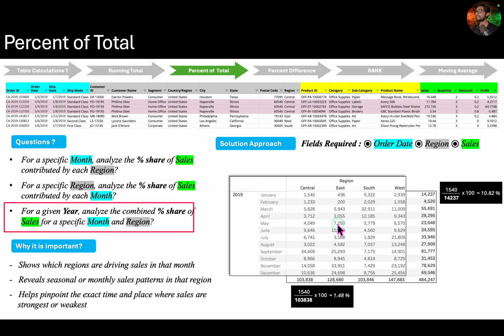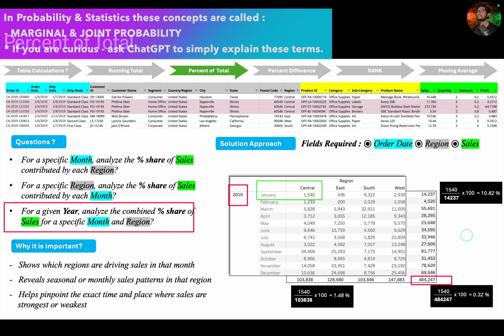And finally, for the last question, which is finding the combined percentage share of a specific month and region within a year, notice the denominator changes again. This time, the denominator will be 484,237 because this is the total sale of year 2019. So, in 2019, the total contribution from the Central region in the month of January will be 1540 divided by 484,247, and this comes out to around 0.32%. Got it? I'm skipping formal statistical terminologies here, but these same computations will appear in your probability and statistics course. So make sure your logic is clear.